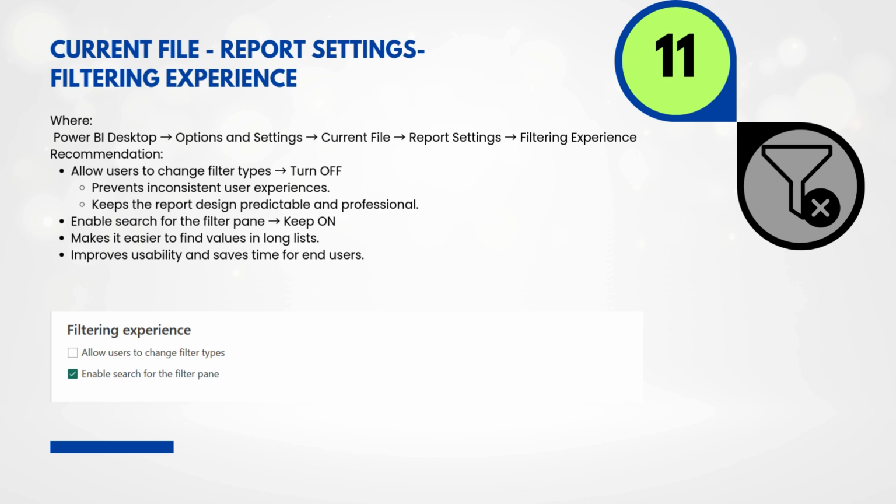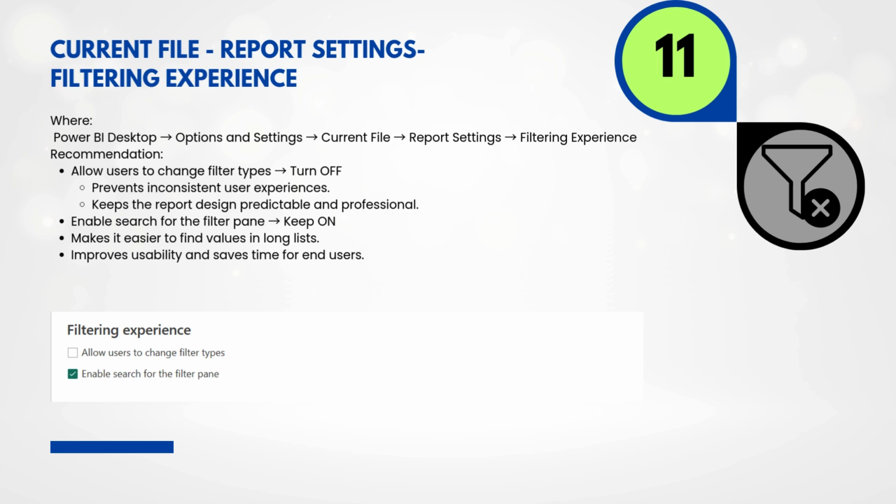For example, imagine you build a clean dashboard for a training session. One student changes a filter from a drop-down to a slider, while another keeps the drop-down. Suddenly, the experience is inconsistent, and your teaching flow is disrupted. That's why the recommendation is clear. Turn this off. Keep control of the filter types so your report stays predictable and professional.